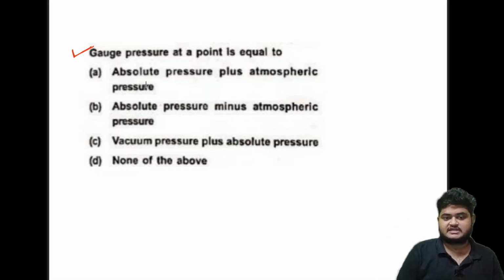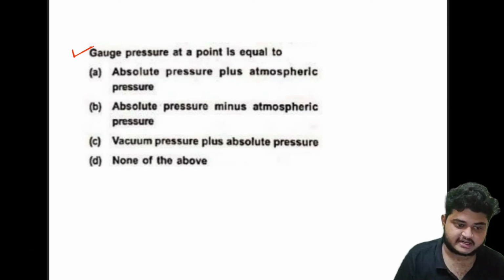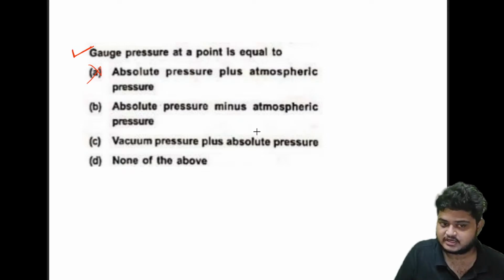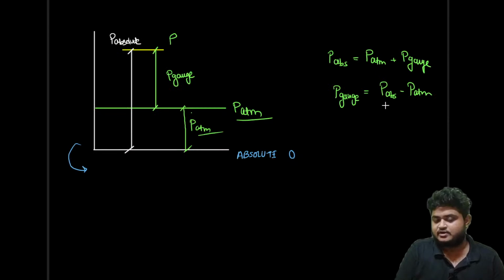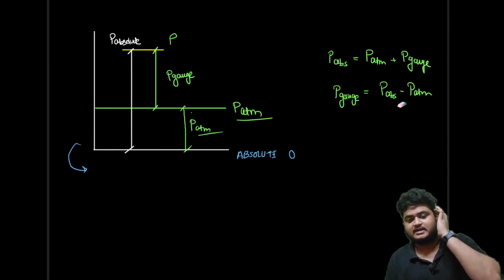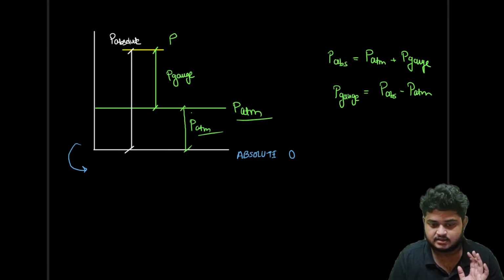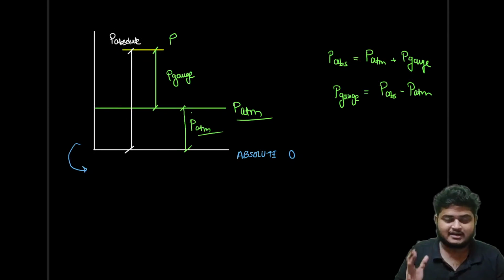So it is given as absolute pressure plus atmospheric pressure. No, this is not the right answer. It is given as absolute pressure minus atmospheric pressure. Yes, this is the right answer. Absolute pressure minus atmospheric pressure. So this is the right answer. I hope this concept is clear, and this will be used many times, right? You have to take this in your mind.